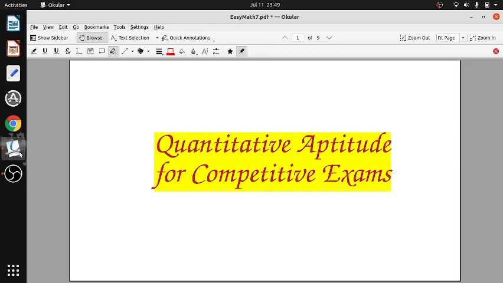Quantitative aptitude for competitive examinations, where we bring numerical aptitude questions and other easy mathematical questions commonly asked in competitive examinations like Union Public Service Commission examination, Staff Selection Commission, Railway, Banking, and all such competitive examinations, including CET, the Common Entrance Test. So, quantitative aptitude for competitive examination.